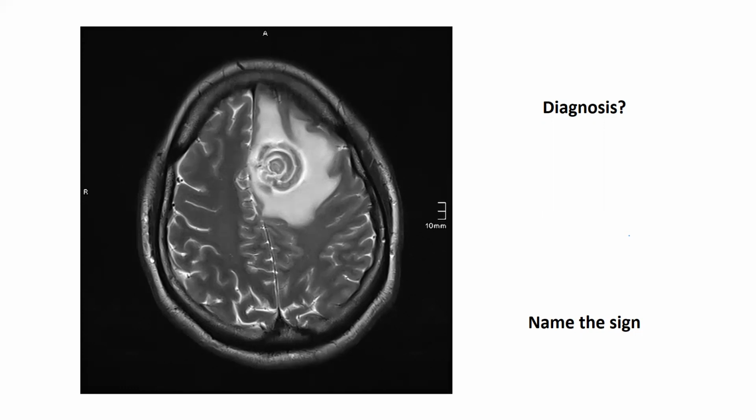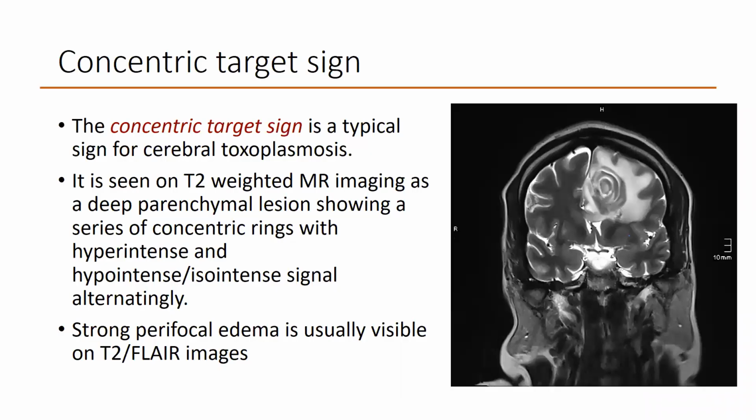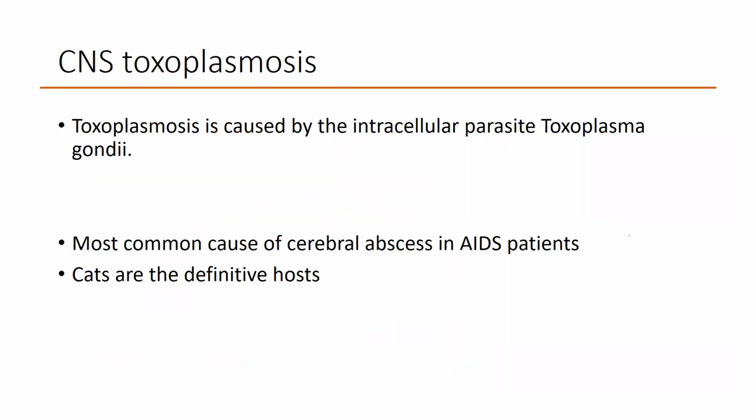Ballooned concentric sclerosis, no? That also will look like this, but the edema will not be this much. And also, like we mentioned, the patients with Balo's concentric sclerosis, the prognosis will be quite poor. So this is a concentric target sign, which is typical for cerebral toxoplasmosis, typically seen in a T2 weighted image, and there are a series of concentric rings with hyperintense and hypointense signal alternating, and the edema will be very significant. Edema and mass effect will be there.